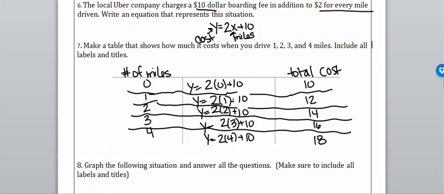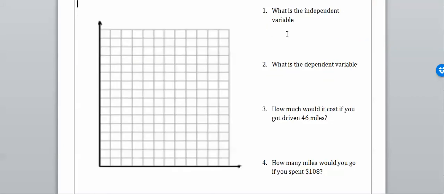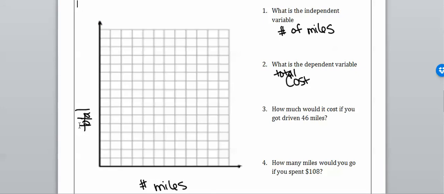Okay, so now they want us to graph this situation. So the independent thing is the number of miles, because the miles are going to determine how much it costs. So the total cost is going to be dependent on the miles. So number of miles goes at the bottom, and total cost goes over here. We always start at 0, and we're going to do our number of miles increasing by 1, and our total cost, let's go up by 2.